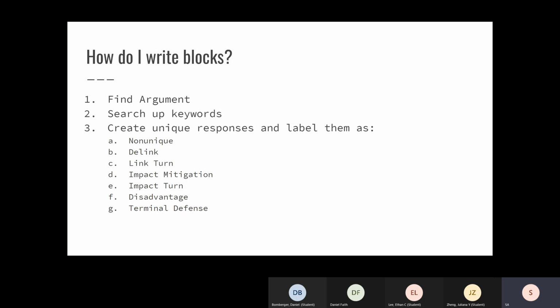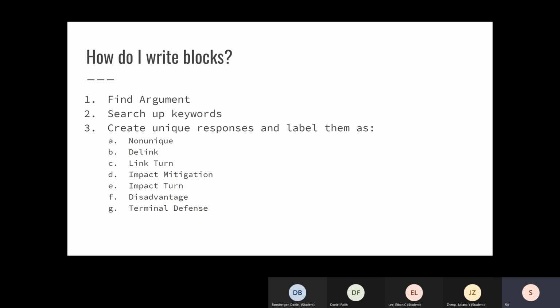So the first step is to find the arguments that you need to write blocks against. You want to make sure that you're thinking of both the common AFF arguments and the common neg arguments. And then next, you're probably just going to search up some keywords.